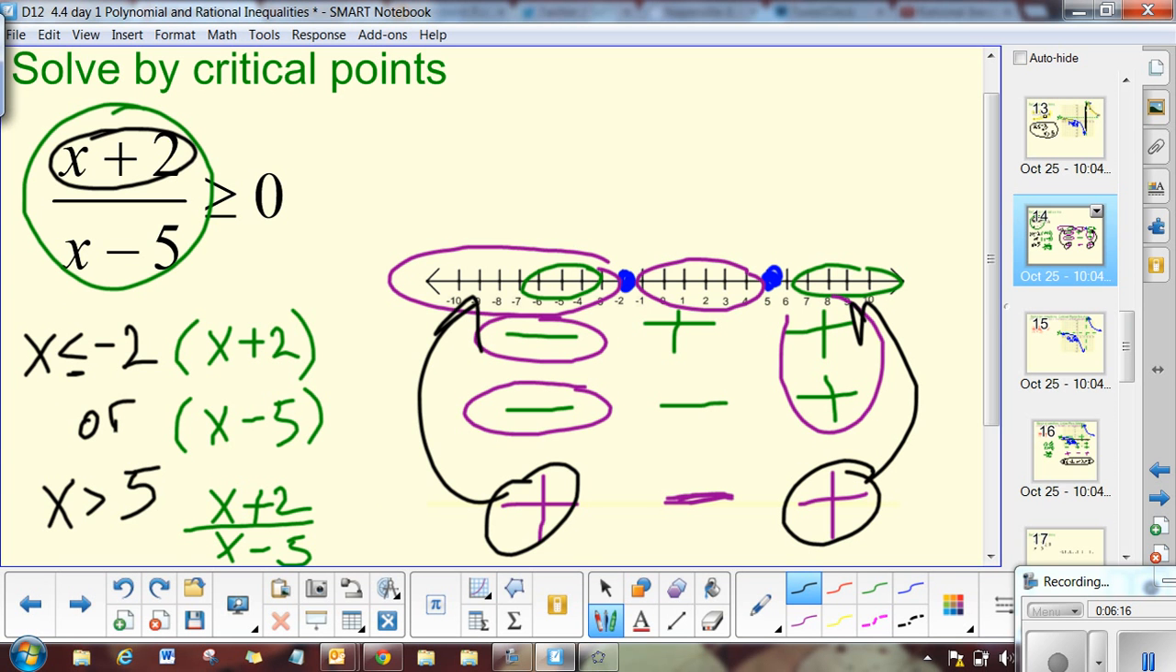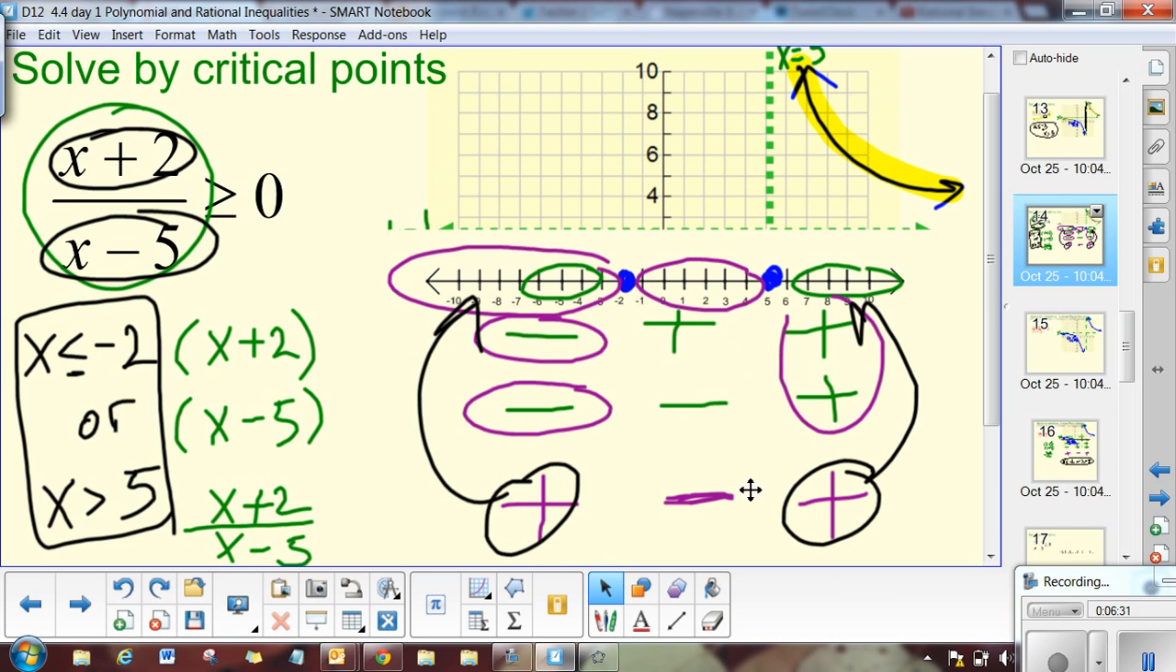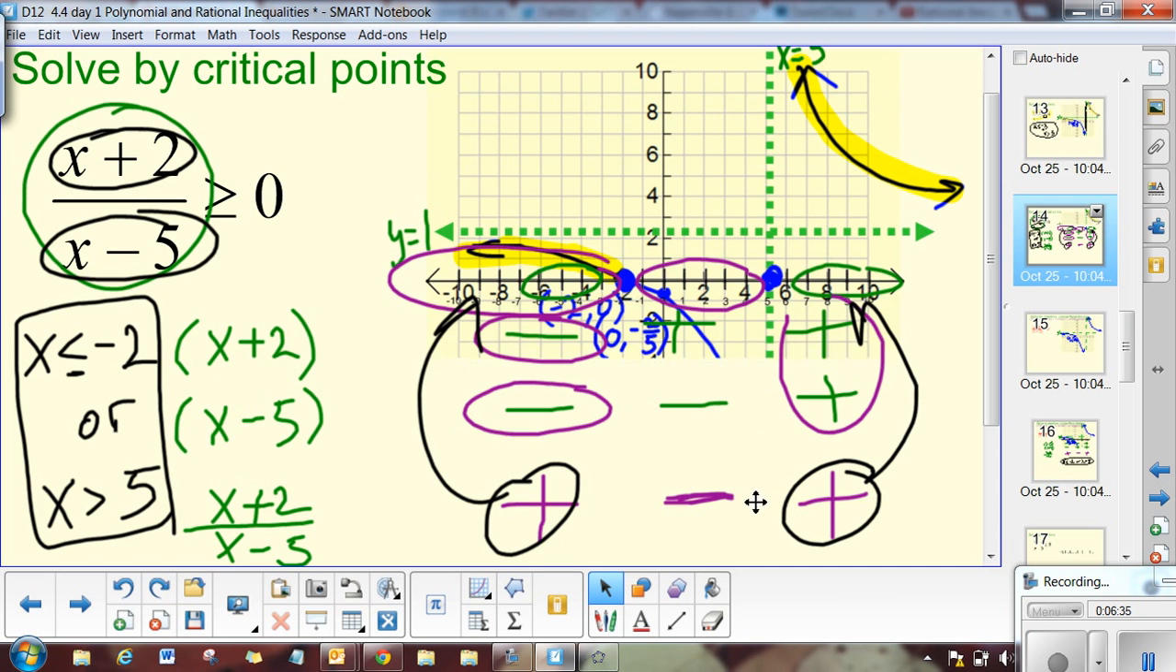Could 5 be a working number? No, because it's an asymptote here. So here's our answer. Now I'm also going to reveal how it's related to the graph, because that's kind of interesting too. I'm just going to bring down the graph that we just did behind it.